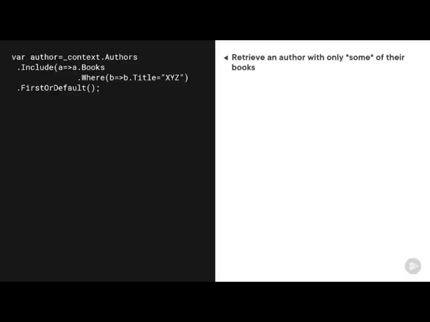Now, what if I had queried the author with only one book and then deleted the author? What about the other book that's still in the database?